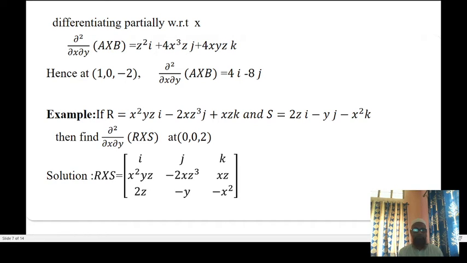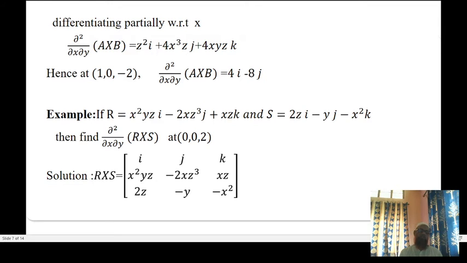So now next example. If r is x square y z i minus 2 x z cube j plus x z k and s is 2 z i minus y j minus x square k, then find dou square by dou x dou y of r cross s at 0, 0, 2.